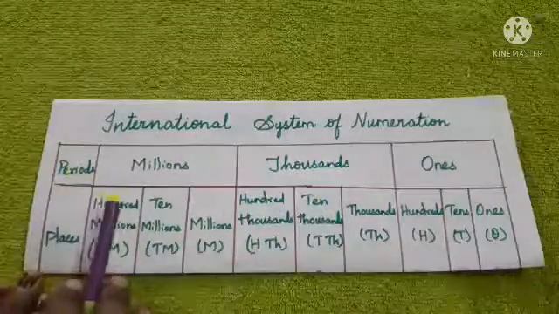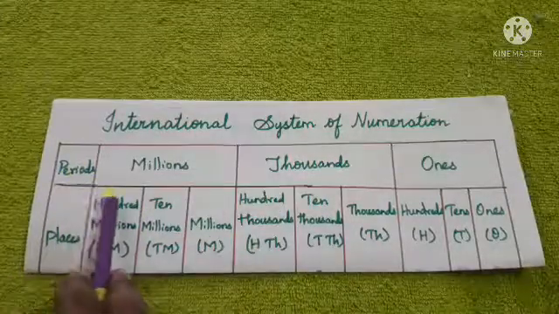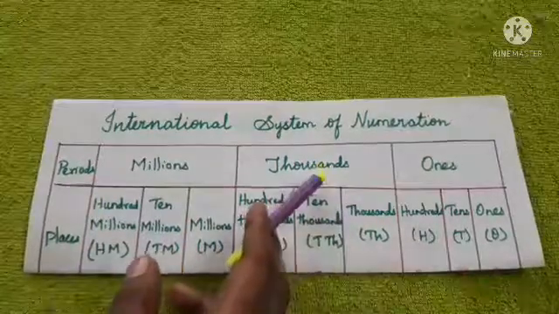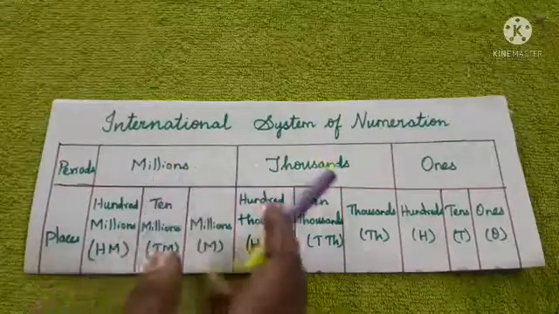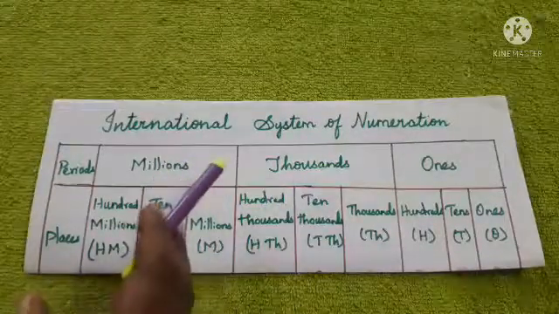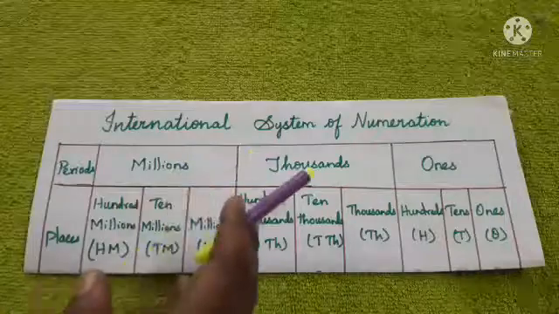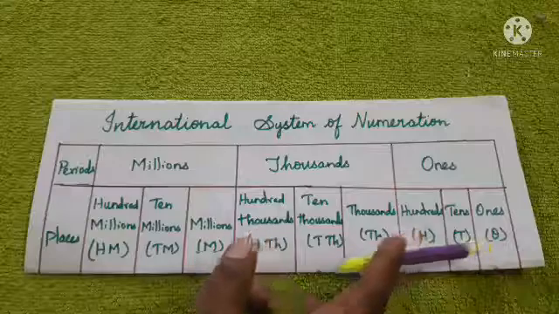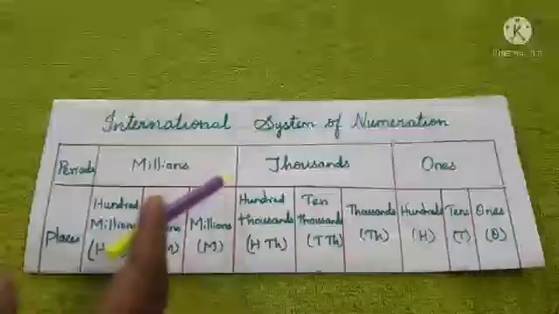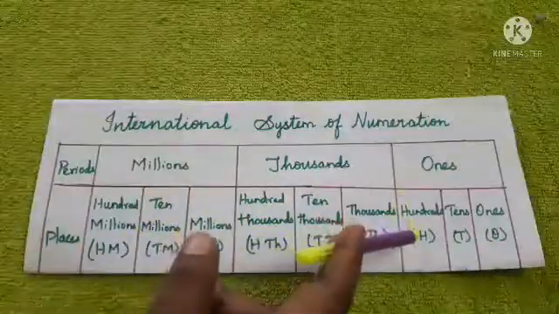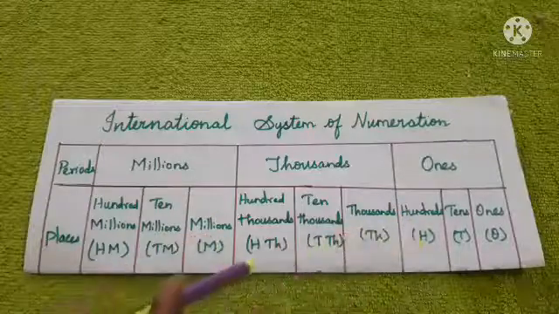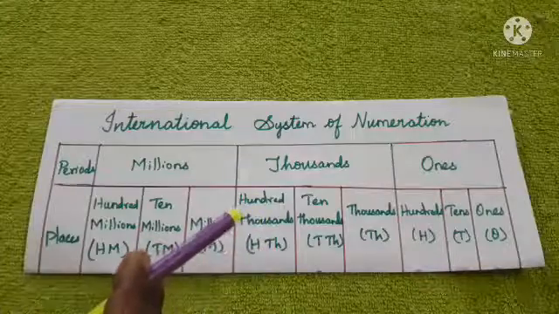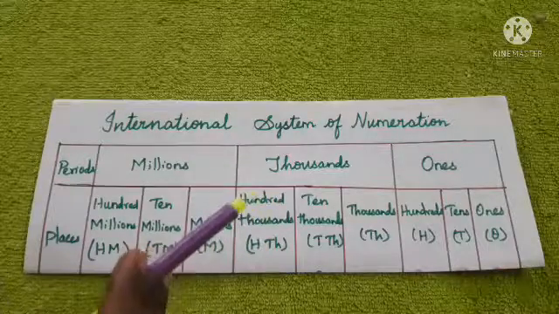So, here in the international system of numeration, how many periods are there? Yes, 3 periods, isn't it? Ones period, thousands period and millions period. In the first ones period, how many places are there? Yes, 3 places. So, totally 3 periods are there, and in each period there are 3 places. Keep in mind, in the international system of numeration there are 3 periods, and in each period there are 3 places.